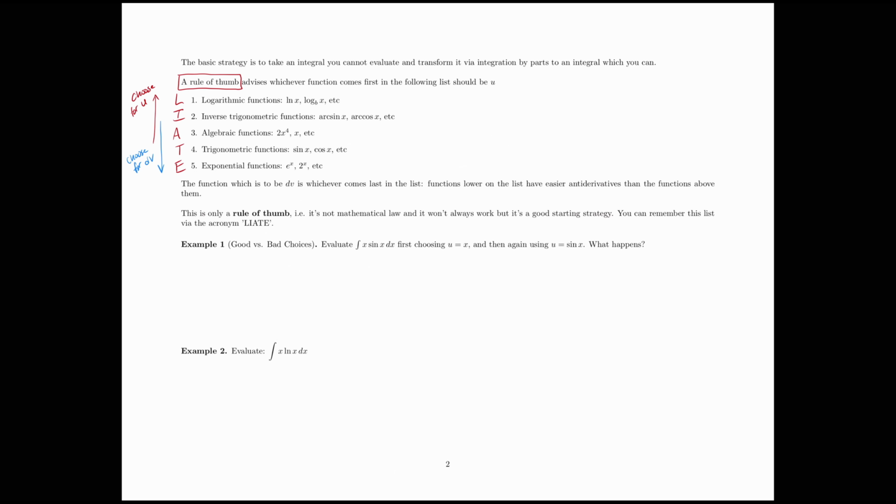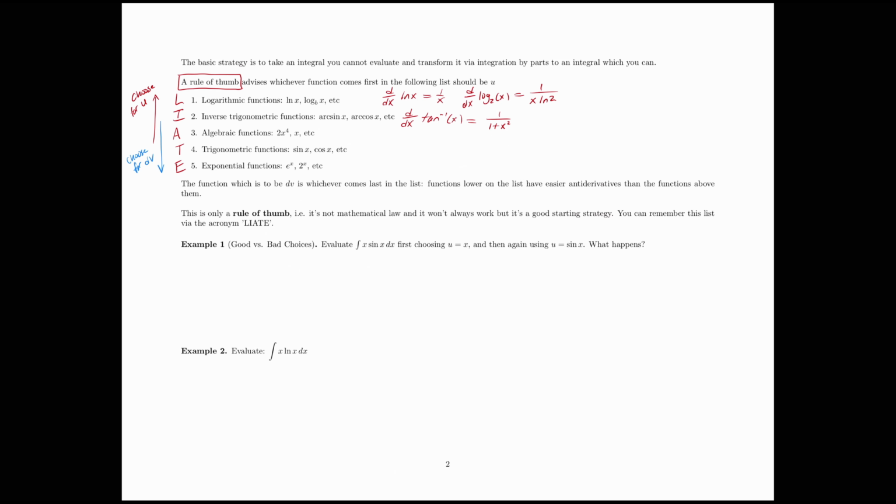Okay. So the reason why you would want to choose these things at the top of the list for u is because logarithms and inverse trig functions have very easy derivatives. For instance, the derivative of the natural log of x is just 1 over x. And even if we have the derivative of some other logarithms, such as the log base 2 of x, this is 1 over x natural log of 2. Very easy derivatives. Inverse trig functions, their derivatives are also very easy. For instance, arctangent would be 1 over 1 plus x squared. Very easy derivatives.